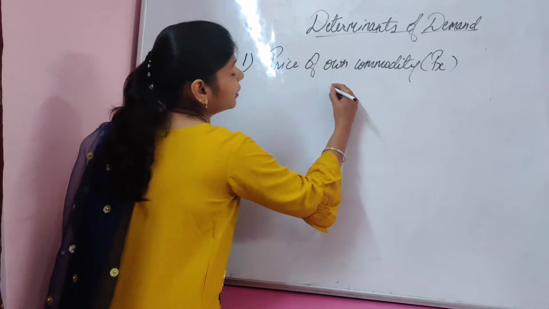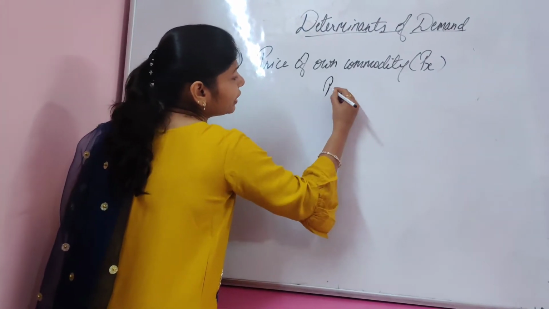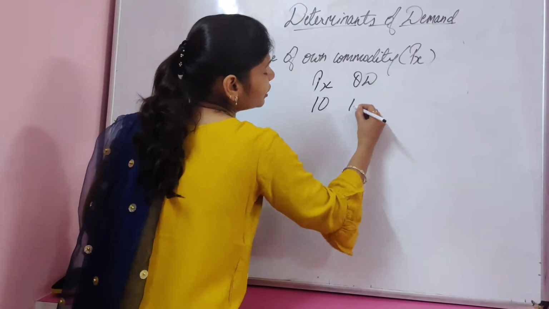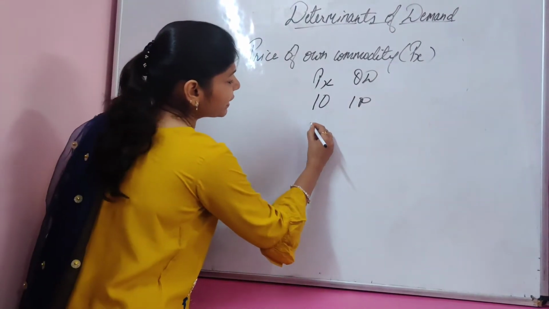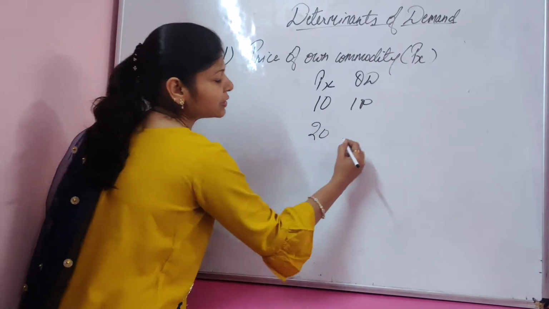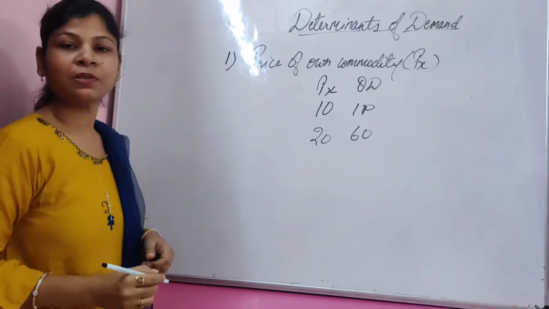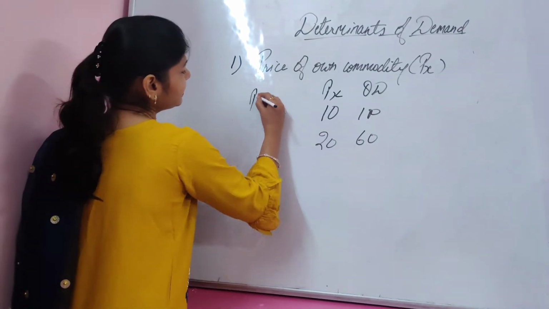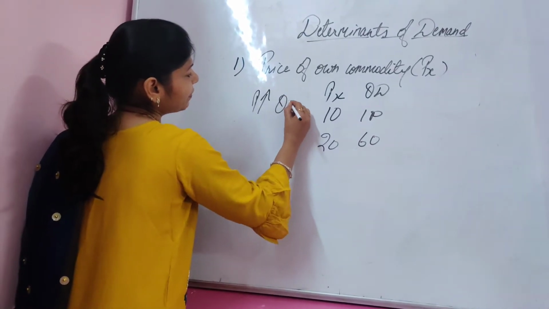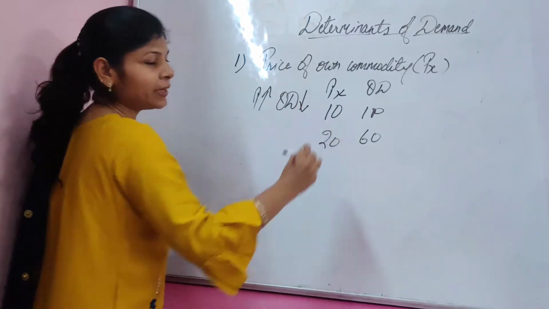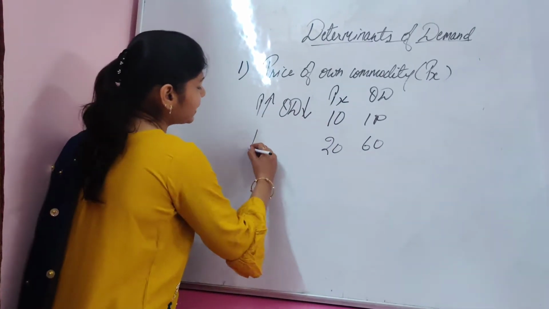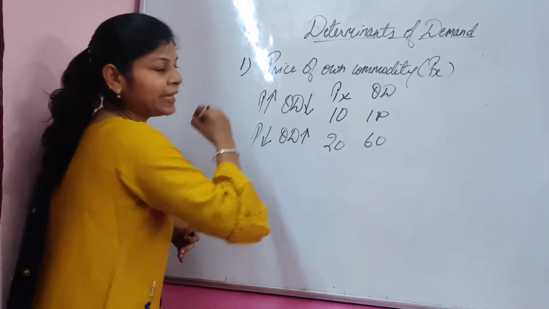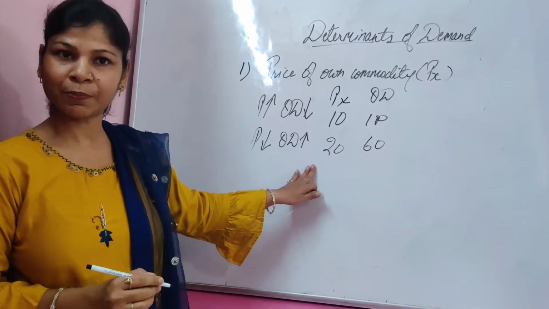So suppose we are buying any particular commodity PX and the price is 10 rupees, and that person is demanding 100 units of that good. Now if the price increases to 20, instead of 100, suppose he is buying only 60 goods. So what does it show? Simply, when price increases, quantity demanded of that particular commodity decreases, or if price decreases, quantity demanded will increase. This we can explain with the help of a diagram also.